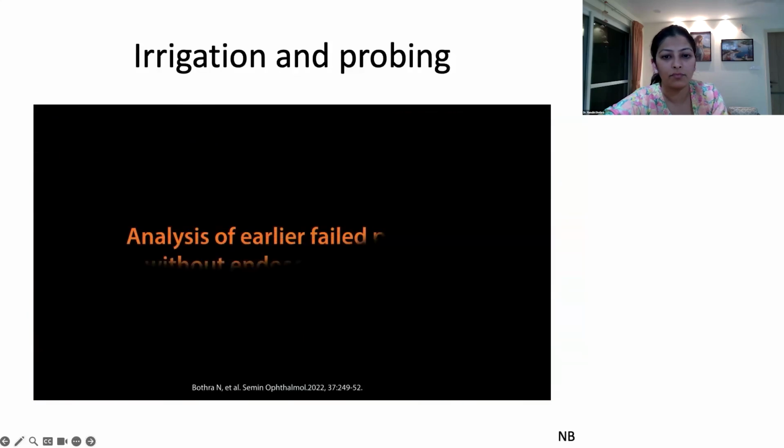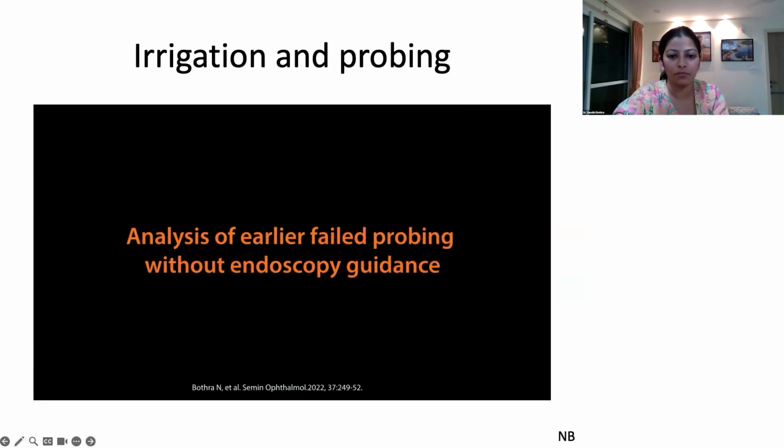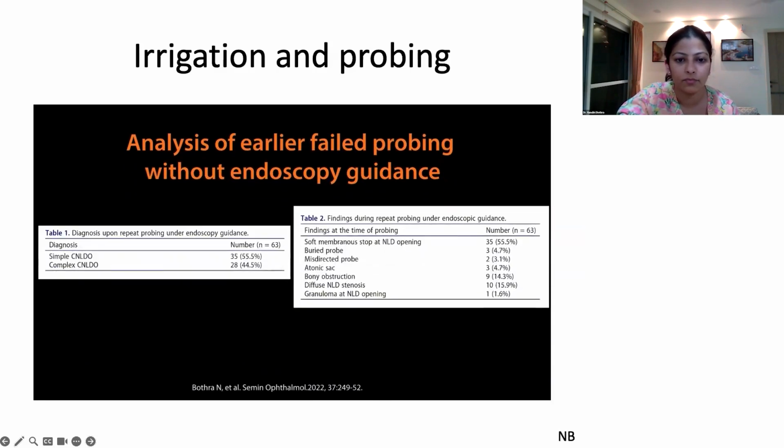A retrospective interventional study at our center analyzed the profile and outcomes of congenital nasolacrimal duct obstruction which had undergone probing elsewhere without endoscopy guidance and were referred to us for a second or a third procedure. 100 eyes of 82 children had experienced failed probing without endoscopic guidance done elsewhere, of which 63 cases underwent intervention, this time under endoscopic guidance.